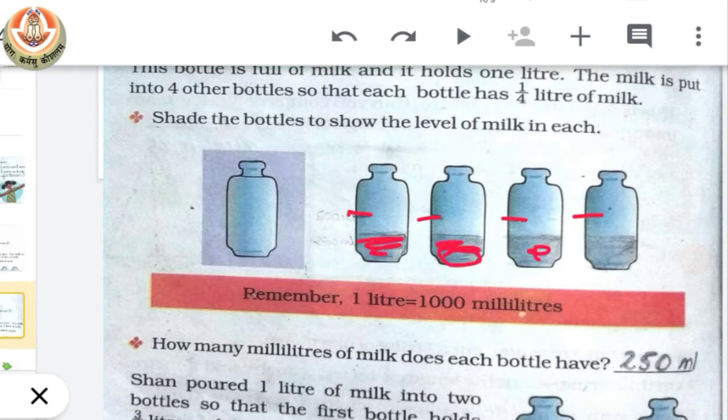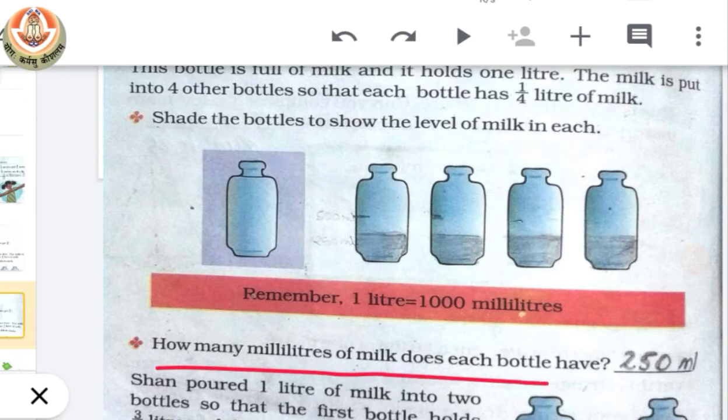Now we have to shade the 1 by 4th level for all the given bottles. So this is the way you have to do it. You can see here in this picture. Now we all know that 1 liter equals 1000 milliliter. So we have to answer how many milliliters of milk each bottle will have.